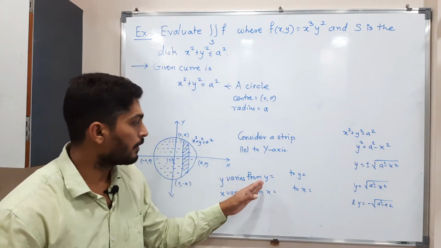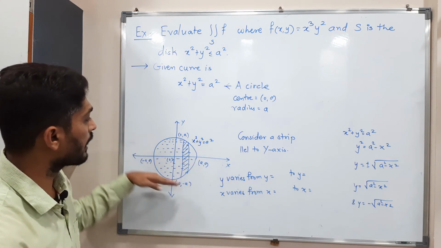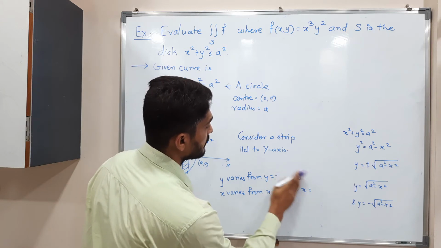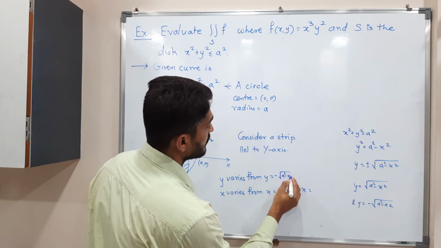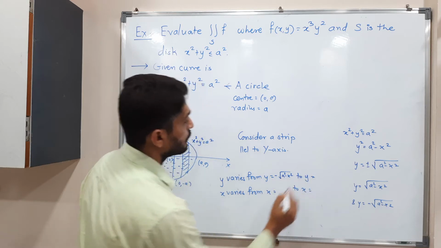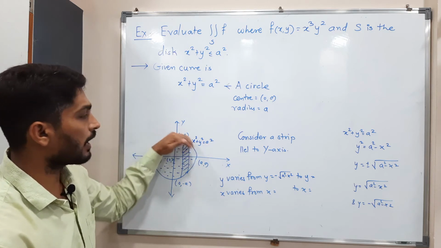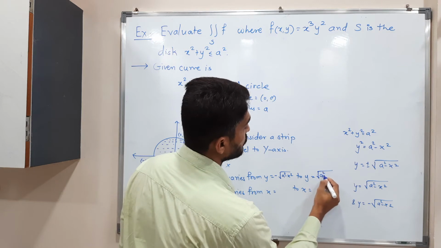So y varies from, it is bounded below by this part of the circle, the lower half of the circle. So that's why it is minus, I think space will not be enough, minus root a square minus x square to y is equal to, when you talk about bounded above, it is bounded above by the upper half of the circle. So that's why I will consider positive root a square minus x square.